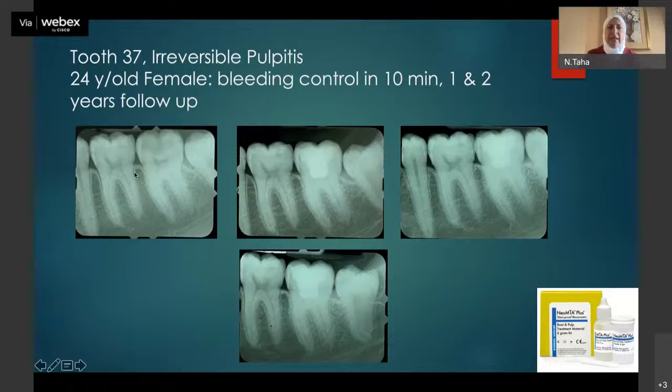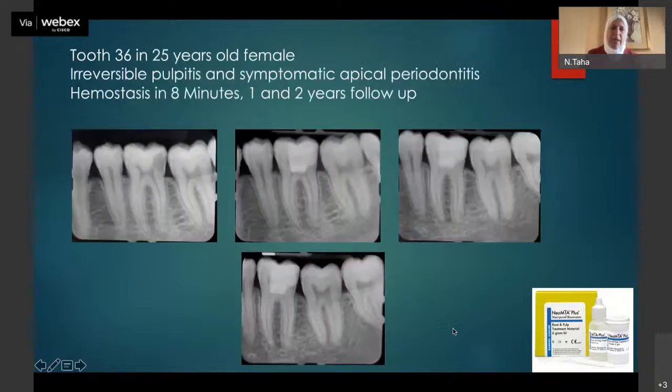So this case is a 20-year-old female, with bleeding control in 10 minutes. I wanted to show you this case because this was the extreme: 10 minutes to achieve hemostasis. We did pulpotomy, and this is the 1-year and 2-year follow-up. The tooth is completely asymptomatic, and the periapex is completely normal. This is another example, with hemostasis in 8 minutes, using the new MTA as well.